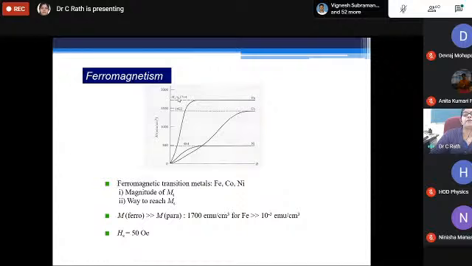Iron is highest, so it has a high saturation magnetization, then cobalt and then nickel. But the nature of the curve is very different, and that depends upon the structure of the material. Okay, what kind of structure? As I told, there are different easy axes. Iron has a large number of easy axes, so it shows faster saturation magnetization at a low field. They saturate sooner than cobalt and nickel.